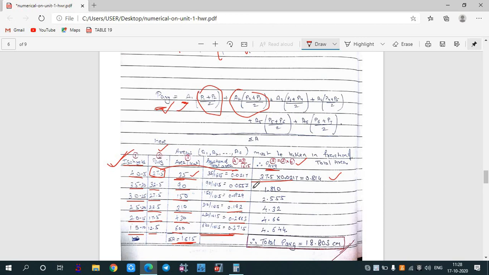So the second calculation was 0.1810. Next is 2.55, 4.32, 4.66, and 4.644. So the total P average is the sum of all these values, which will give you your average precipitation. It is coming out to be 18.803. So you can use this table, or you can directly use this formula to easily get this value, 18.803. So try to calculate.